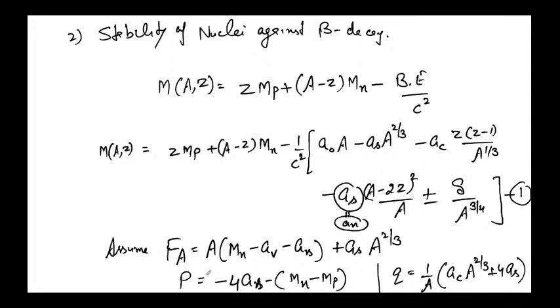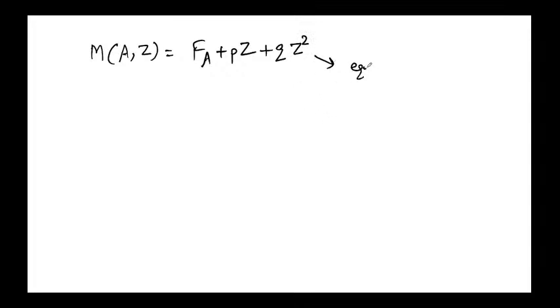So if we put these values Fa, P and Q in our equation number 1, then our equation looks like this: M equals Fa plus Pz plus Qz square. So this is the equation of a parabola for a given mass number, and this equation is also known as the mass parabola equation.